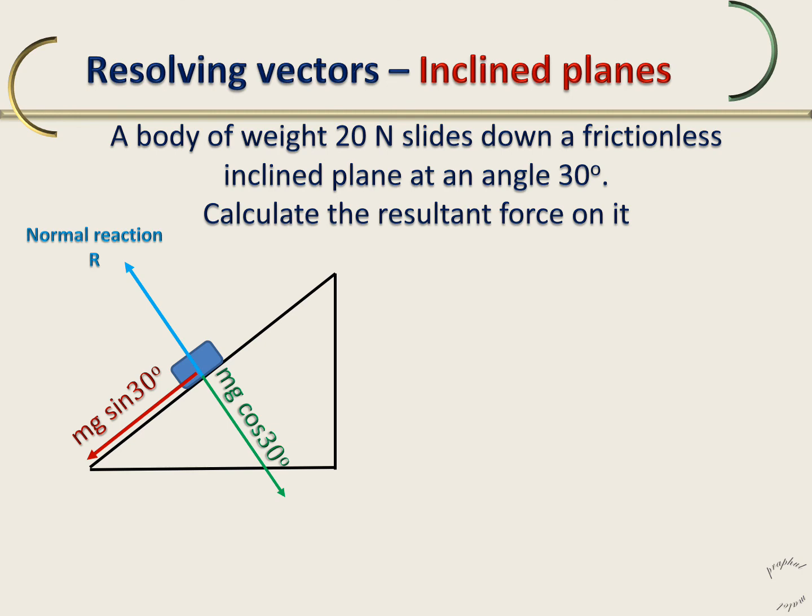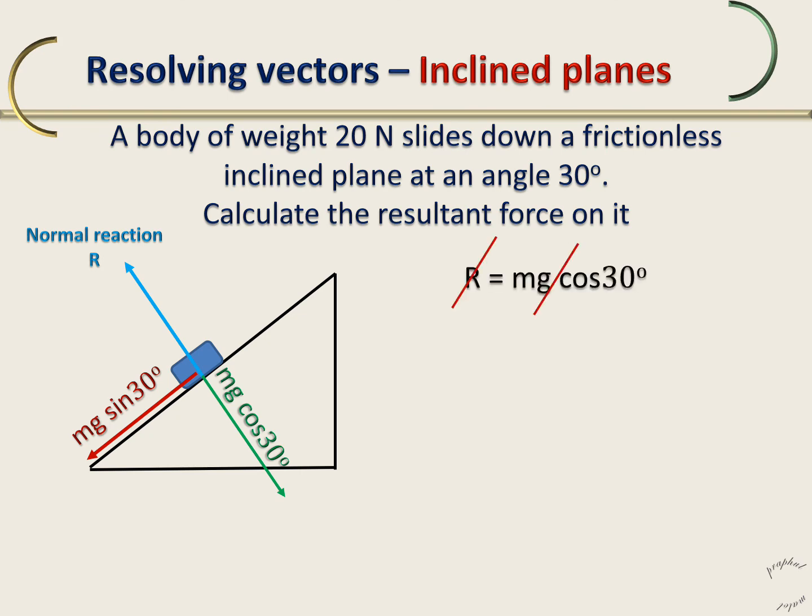Now if you observe the situation, you have only three forces acting, and two of them are exactly opposite to each other, and they are equal too, because the body is not moving upwards or downwards, means the normal contact force and the mg cos 30 should be exactly equal, and they cancel each other.